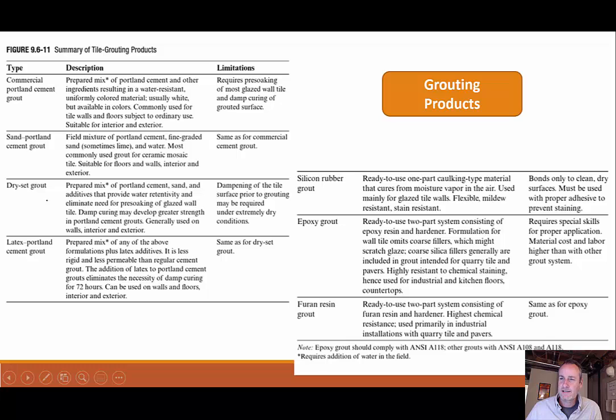We could have a dry set grout, latex Portland cement, silicone rubber grout, epoxy. Once again, there's that epoxy. I could use that for the grouting process as well. And furan resin grout. And same as before, I can see the descriptions. I can see some limitations.